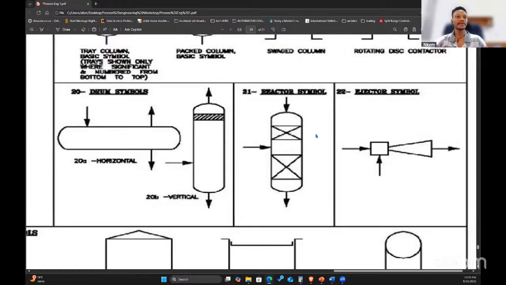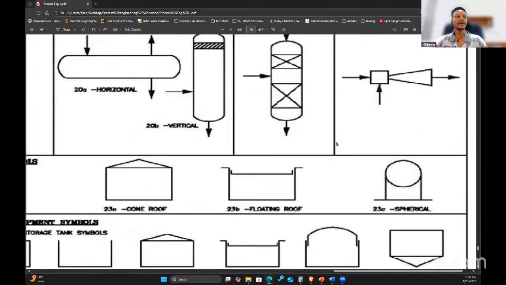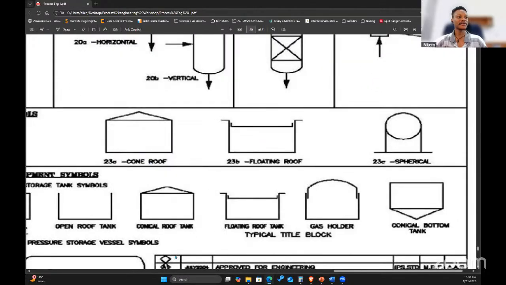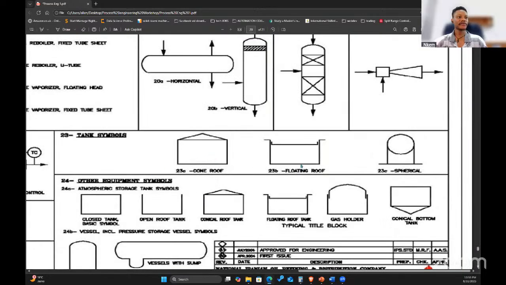Then you have the reactor symbol, and now you have the tanks, the storage tanks for storing the products or for storing the feedstock, whichever the case. For organizations that do not have a source of feedstock, maybe they have to buy it and store it and then process it from there. This will be their case.